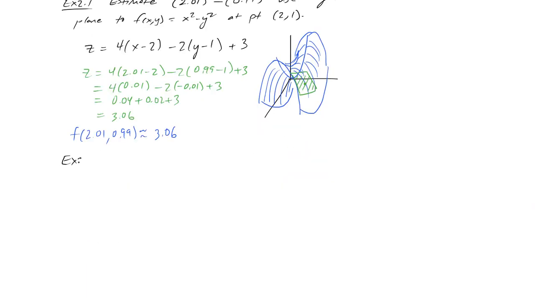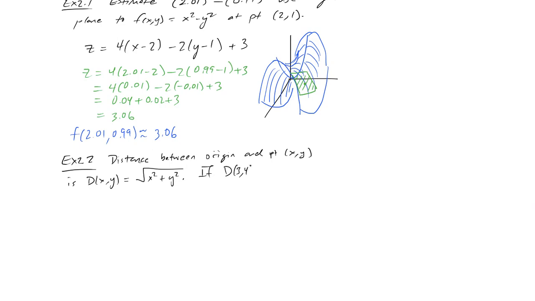Let's consider another example. Let's look at the distance between the origin and the point x, y. The formula for this is something we've talked about. It's the square root of x squared plus y squared. And the distance between 3, 4 and the origin is 5, that's easy to check. Estimate the distance between the point 3.1, 4.05 and the origin.